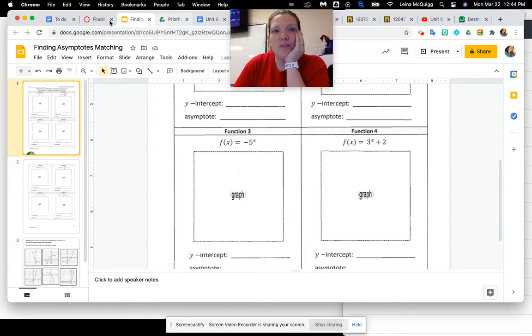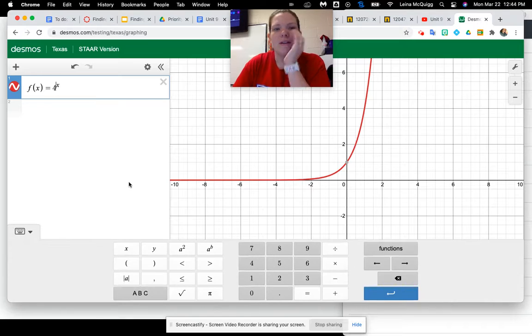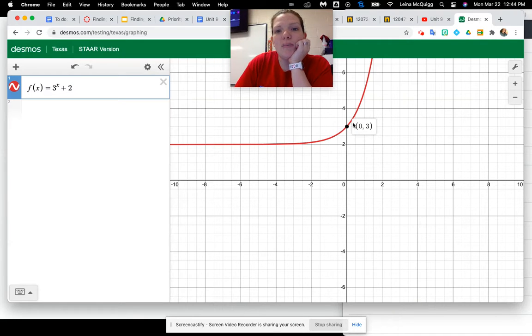So 3 to the x plus 2. On Desmos, I'm going to type in 3 to the power of x, and then we have plus 2. So this changes. My y-intercept is now 3. And the line I'm getting really, really close to, but I'm never going to cross, is 2. So that's what I'm looking for. My asymptote is at y equals 2.